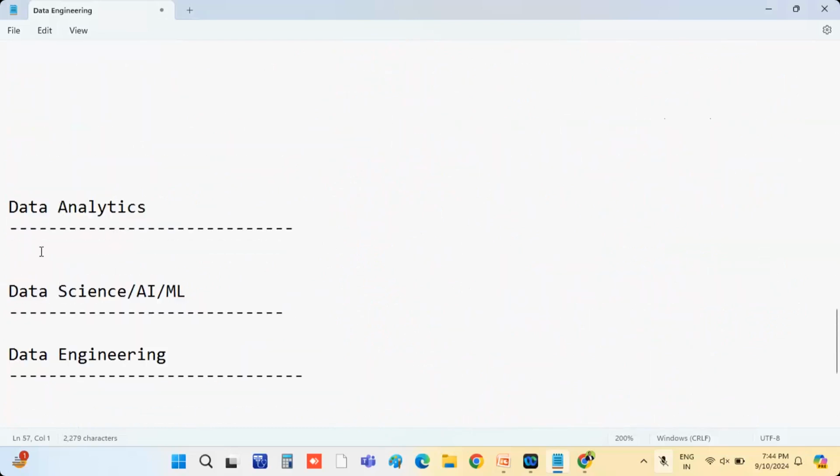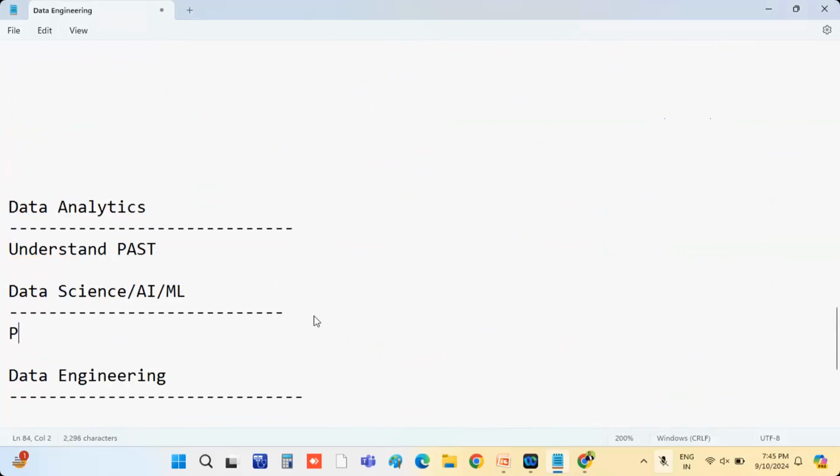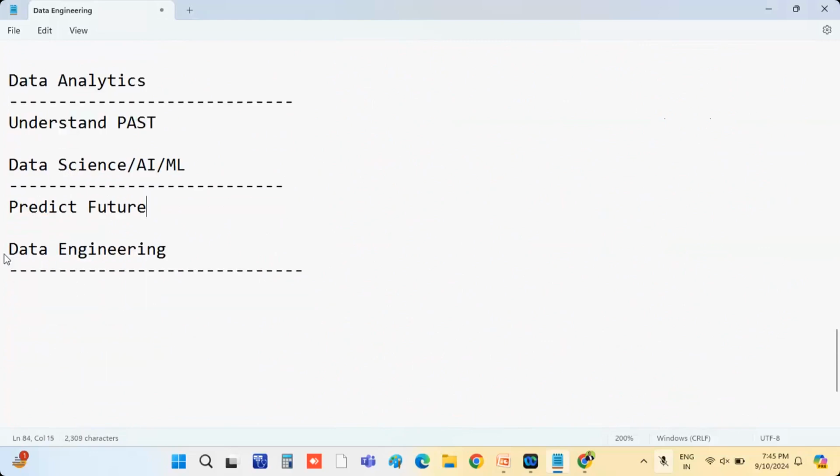What is data analytics? It means understanding the past. Understanding the past is called data analytics. And what is data science or AI/ML? Predicting the future. I want to know the predictions. So what is data engineering? Data engineering means get the data, clean the data, and store the data in these platforms.